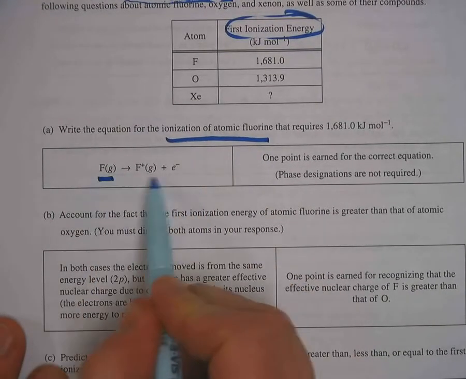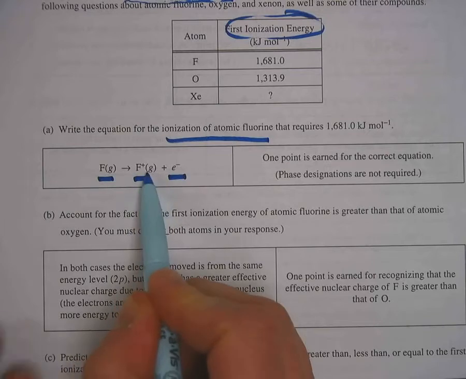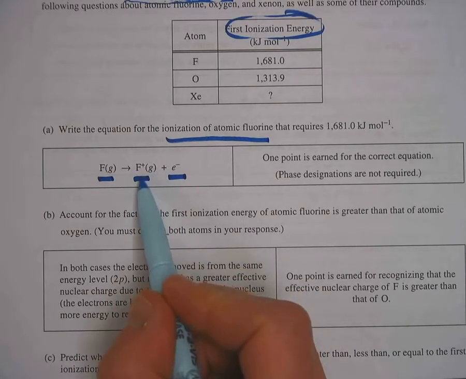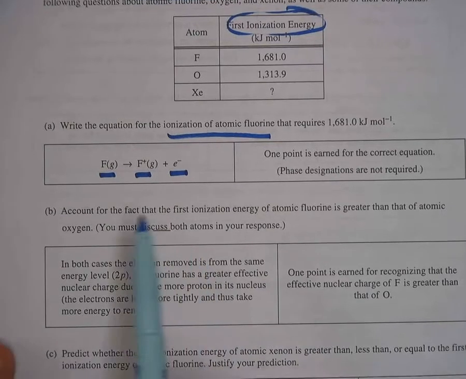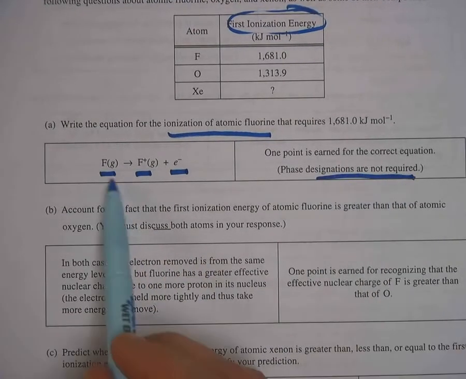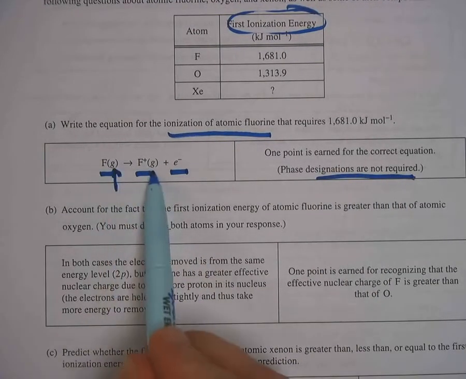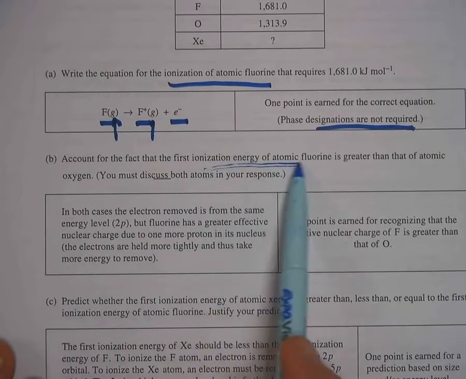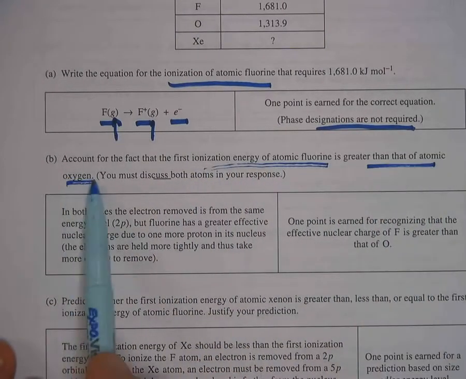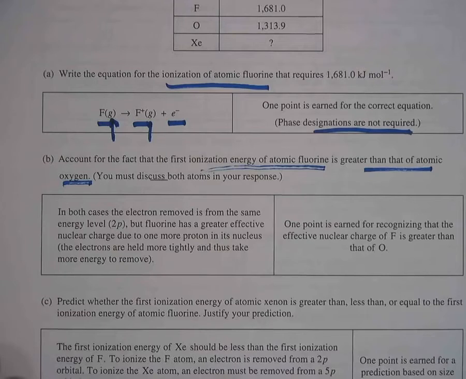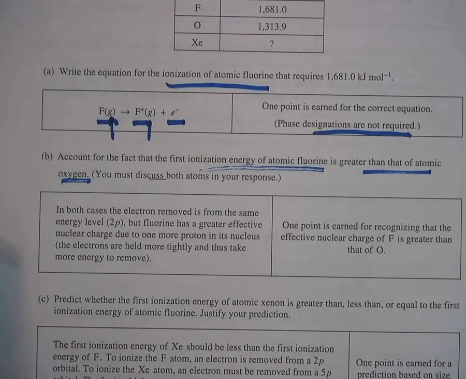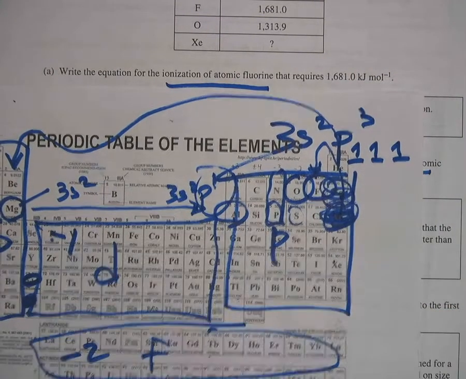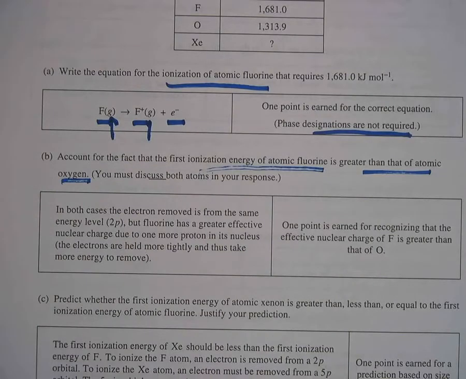Ionization, okay? F loses an electron, so then it becomes positive. Remember, I lost an electron, so it's F plus 1 right there. Make sure that it says phase designations are not required, but make sure that you put in that gaseous right there just in case. Account for the fact that the first ionization of fluorine is greater than the atomic oxygen. Okay, why? What they're saying is, why does it cost more energy to remove an electron from fluorine than it does from oxygen? Well, fluorine's got more protons in the nucleus, right?